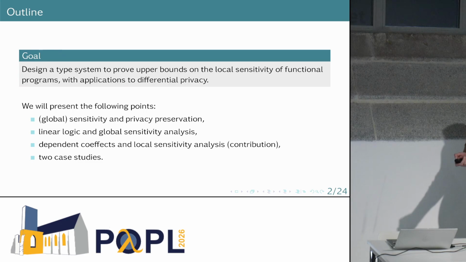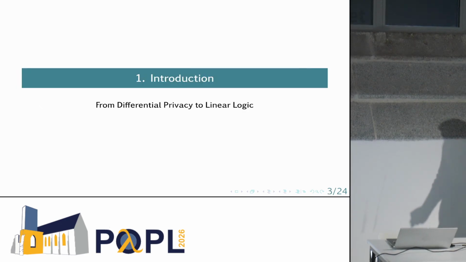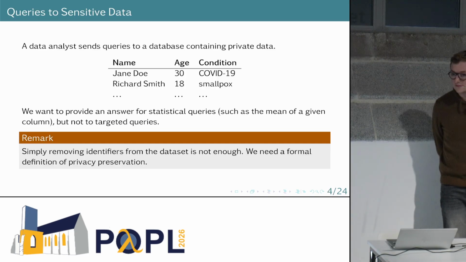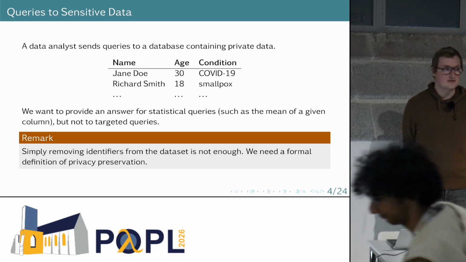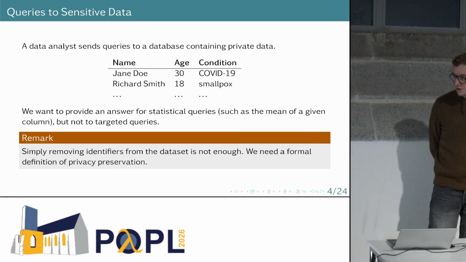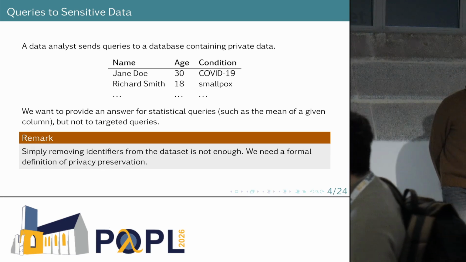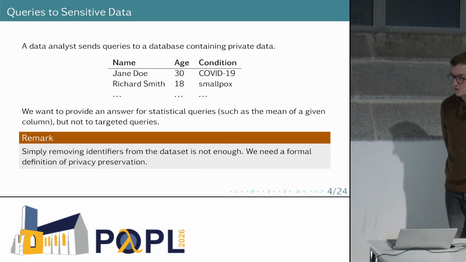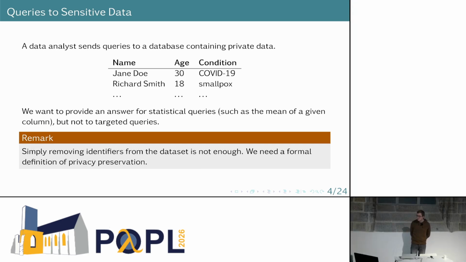So first of all, about privacy for our motivation. The setting we're considering is the following. You have a data analyst who sends queries to a database, and we want to be able to answer queries that are of general concern. So if it's the mean, the median, the standard deviation or whatnot, we should be able to answer those queries, but not targeted ones. And to do that, just removing all the identifiers or strictly personal information about the data in the database is not sufficient, as you all know.